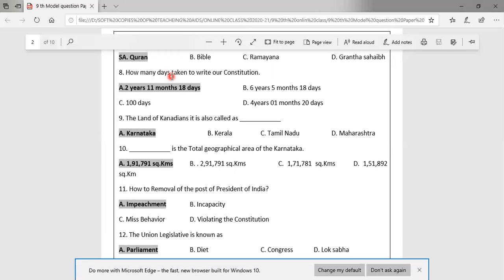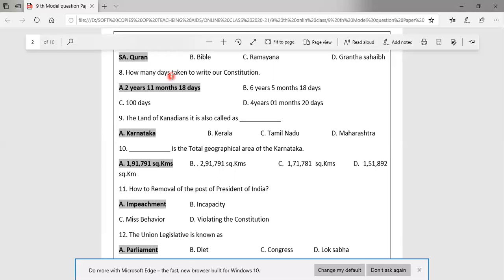Ninth question is, the land of Kannada Ghats is also called as dash. Option A, Karnataka. Option B, Kerala. Option C, Tamil Nadu. Option D, Maharashtra. Option A, Karnataka is the right answer.